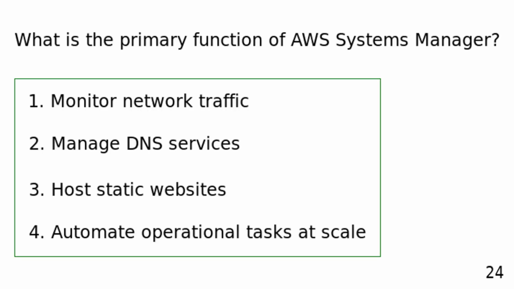What is the primary function of AWS Systems Manager? Monitor network traffic. Manage DNS services. Host static websites. Automate operational tasks at scale.